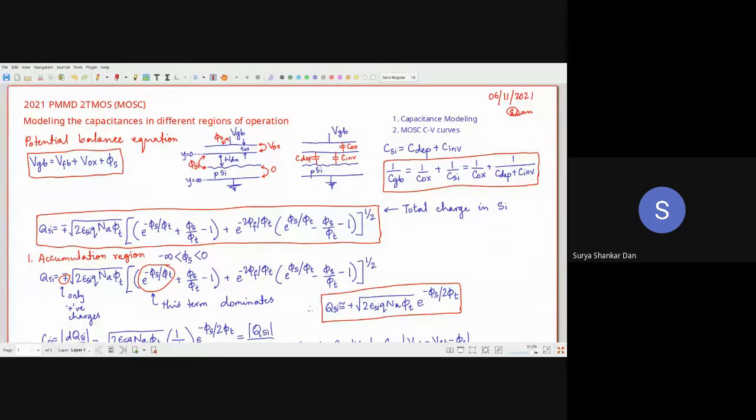Okay. Just a couple of lectures ago, we had already investigated, we learned about the different regions of operation from the perspective of the surface potential, right? Or based on the band bending kind of thing.